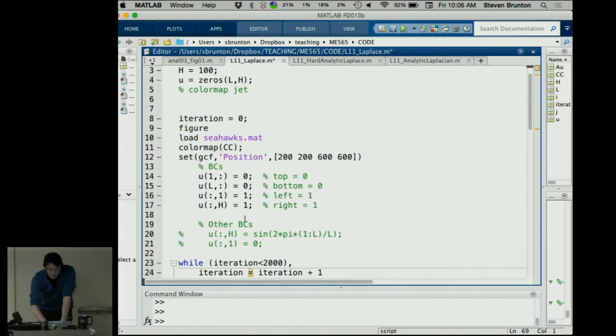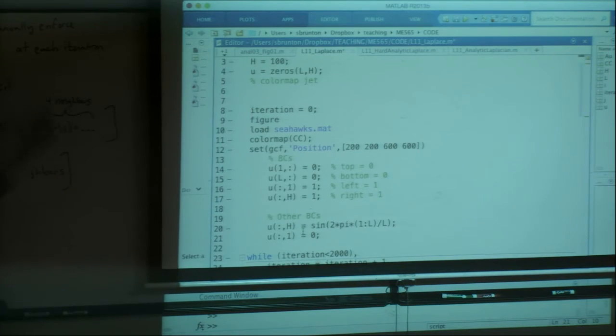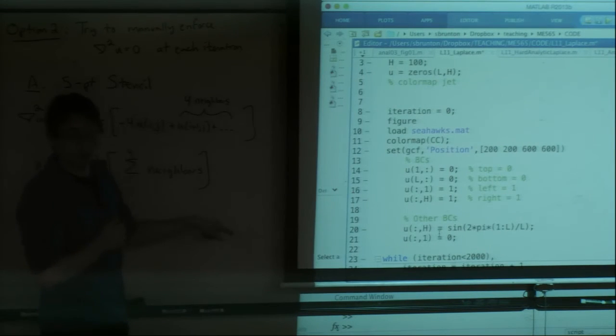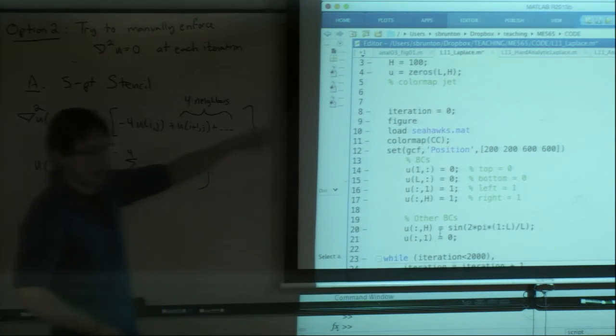have more interesting boundary conditions too. For example, I'm going to have this new boundary condition where on the right-hand portion of my square, I'm going to impose a sinusoidal temperature distribution, just sine of 2 pi x over L.